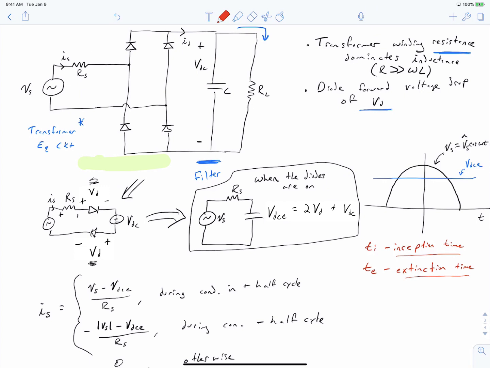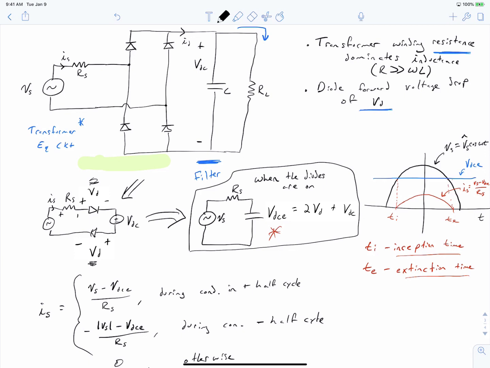And a graph of our current. So when Vs is below VDCE, we said we have no current. Actually, we're going to be showing the input current. When Vs is below VDCE, we have no input current. But as soon as Vs becomes equal to VDCE, we have a current that starts to flow because this equivalent circuit is valid. So this current is just going to appear as Is equals Vs minus VDCE over Rs. The time that this turns on is what we're calling our inception time, and the time that this turns off is what we're calling our extinction time.